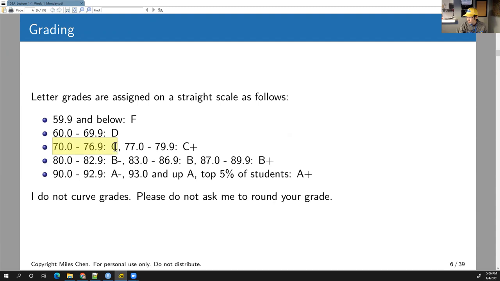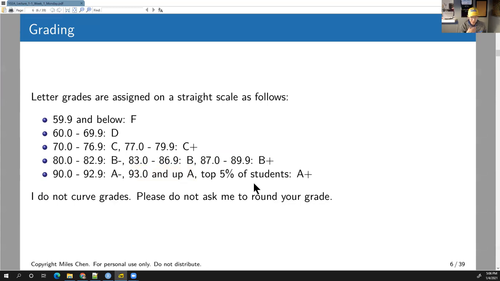To get a C, you need a 70%. And then the breakpoints are at the 3s and the 7s. So 77 and higher is a C plus, 87 and higher is a B plus, and for a flat B, you need an 83. For a flat A, you need a 93, and so on.